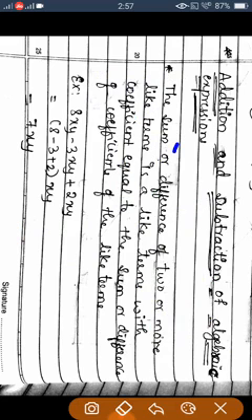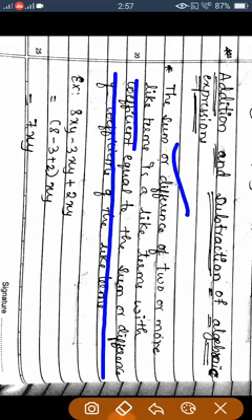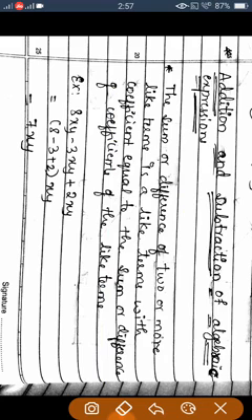What is this? The sum or difference of two or more like terms is a like term with coefficient equal to the sum or difference of coefficients. Just now I said, no. If addition and subtraction of terms takes place, we can add or subtract the numerals of like terms, keeping the algebraic factor as it is.